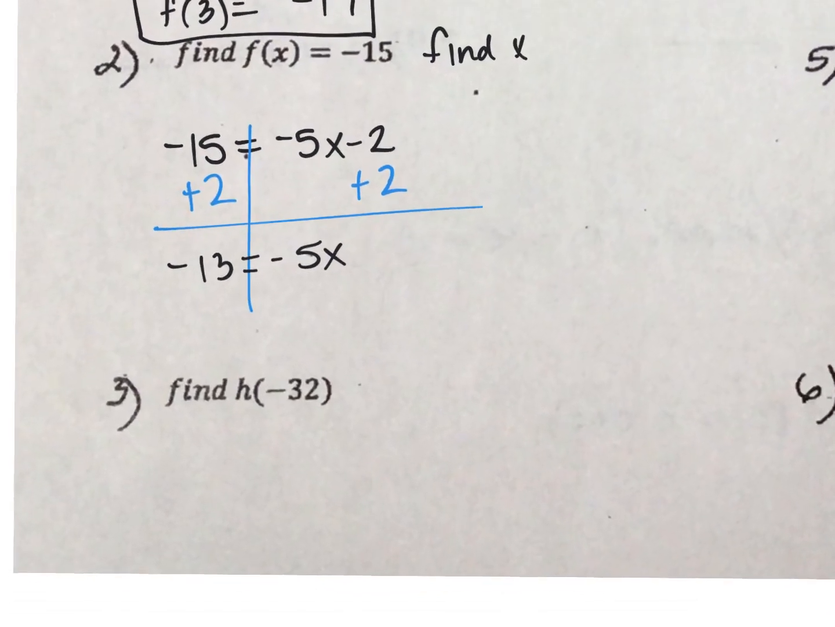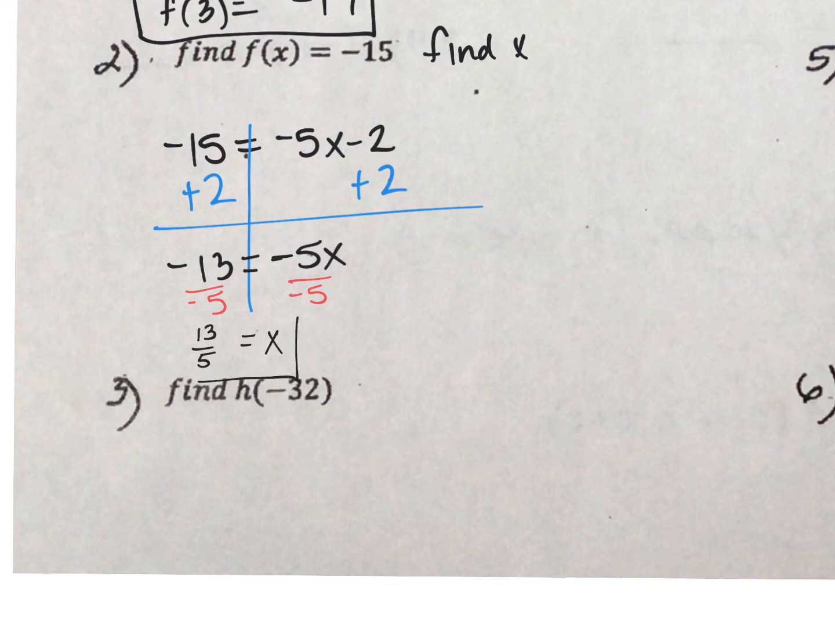Now, how do I get rid of a number that's getting multiplied? Divide by negative 5. And this one, the answer is going to be positive or negative? Positive. And I just leave it as a fraction, 13/5. I can just leave it as a fraction.